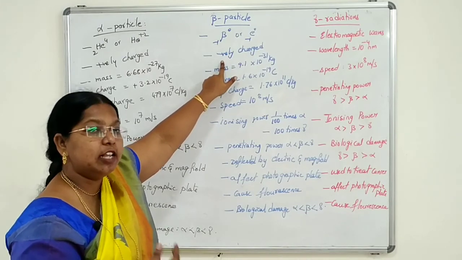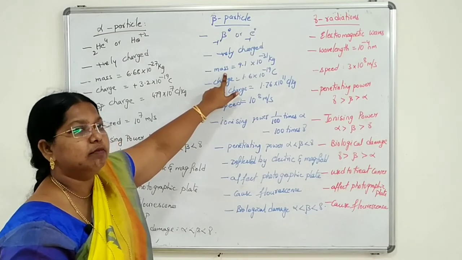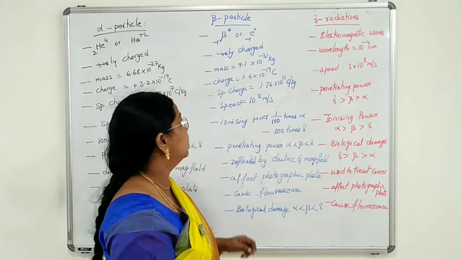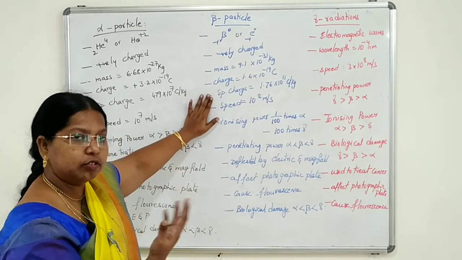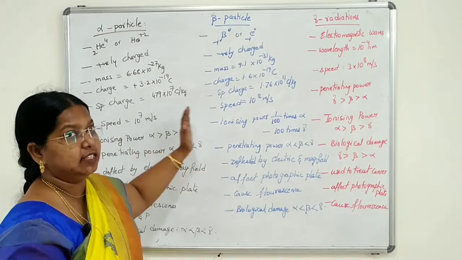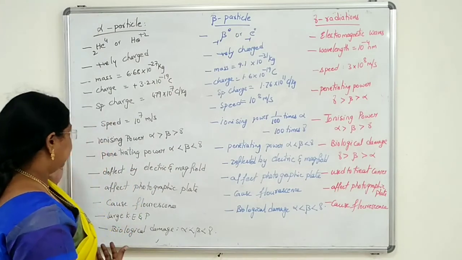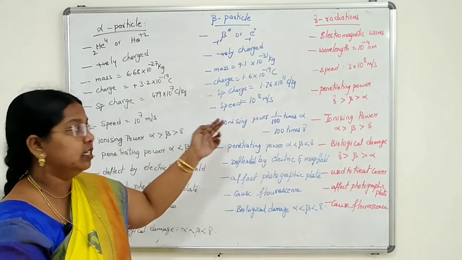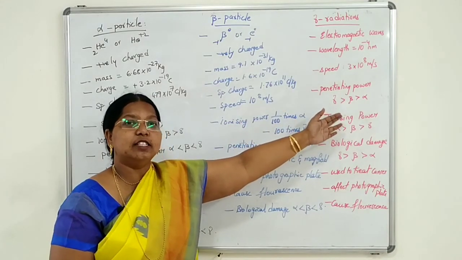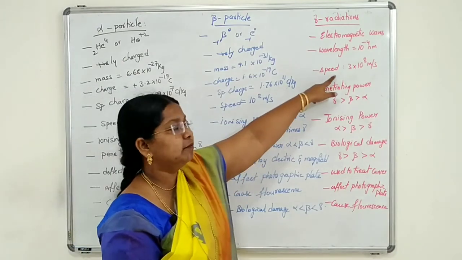As they are negatively charged, they deflect in magnetic and electric fields. Mass is 9.1 into 10 power minus 31 kg. Charge 1.6 into 10 power minus 19 coulombs. And specific charge q by m. Speed is 10 power 8 meter per second, more than this. Somewhere we wrote here 10 power 7 meter per second; it is 10 power 8 meters per second. Gamma radiations are still faster: 3 into 10 power 8 meter per second, like the speed of light.